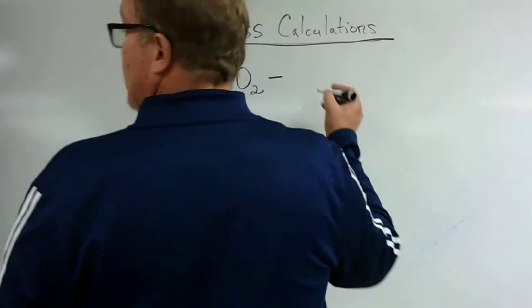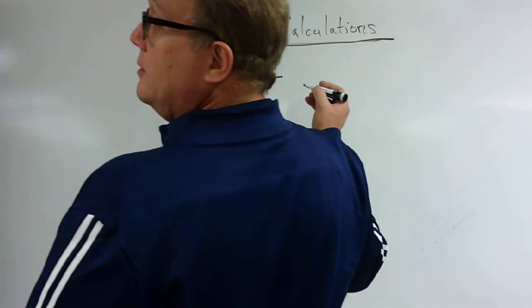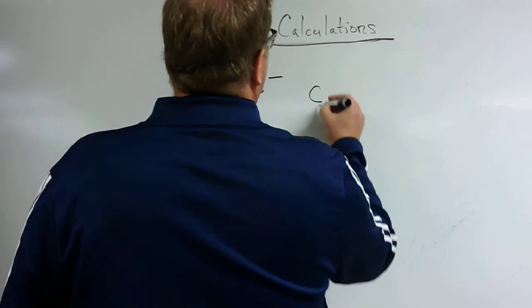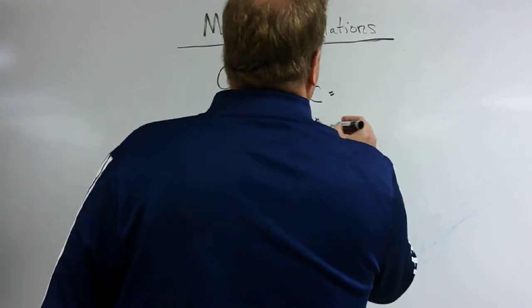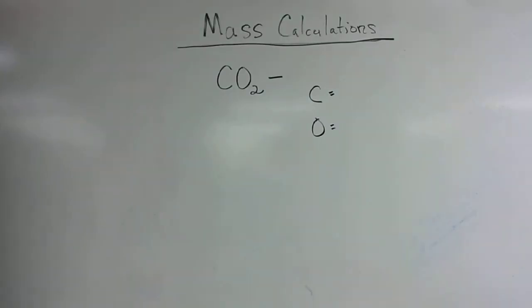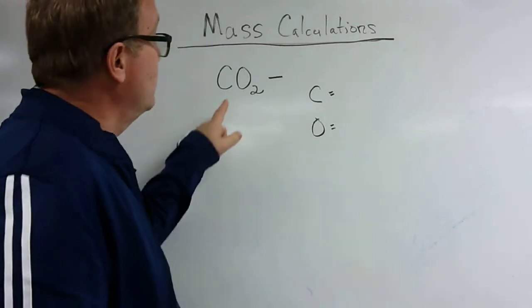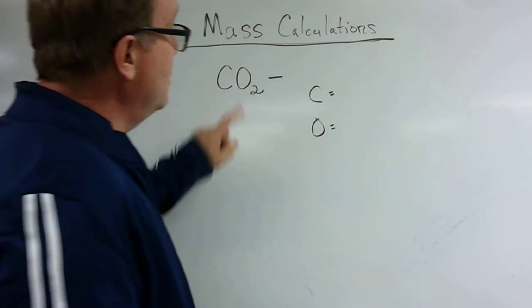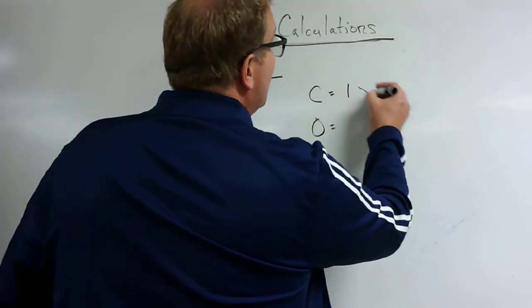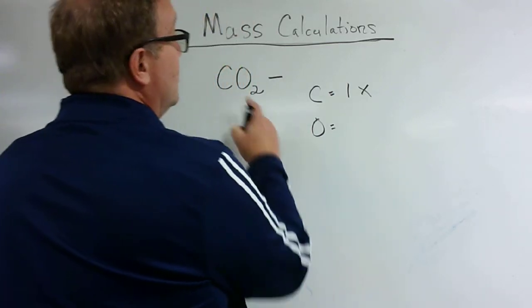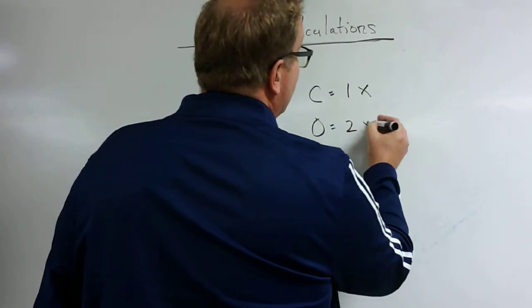So basically what I have to do here is I have carbon and oxygen as my elements. Now I do have to count my number of atoms for each one. So this is going to be one carbon, and this is going to be 2 oxygens.